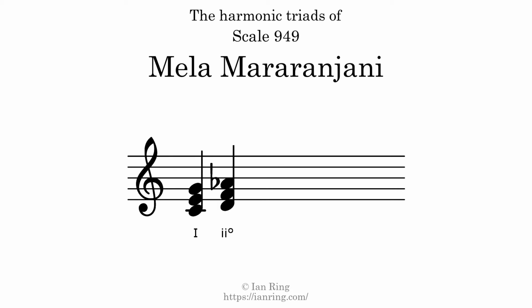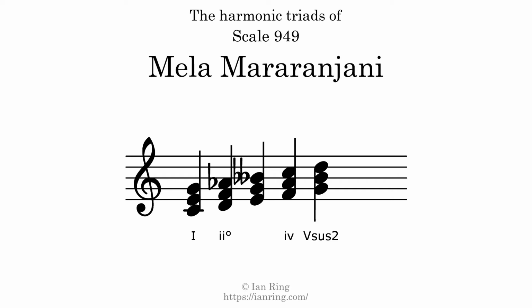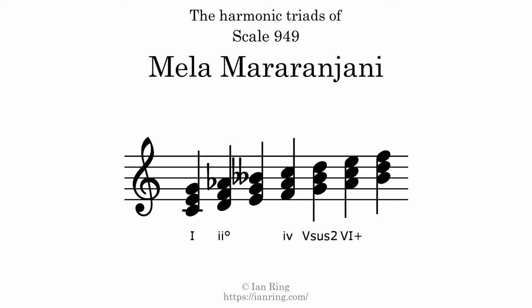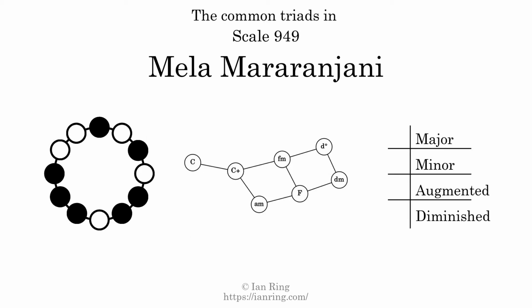Here are the harmonic triads present in this scale. Major, diminished, unnamed, minor, sus2, augmented, unnamed. Here are the common triads present in this scale. The diagram in the center is a graph of parsimonious voice leading between triads. There are 2 major triads. There are 3 minor triads. There is 1 augmented triad. There is 1 diminished triad. Here is a Hamiltonian path of parsimonious voice leading that uses all the triads.